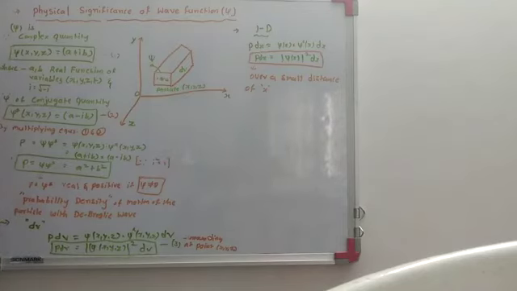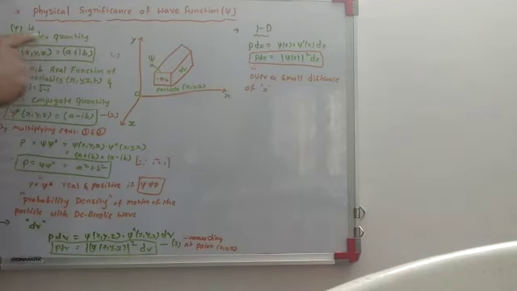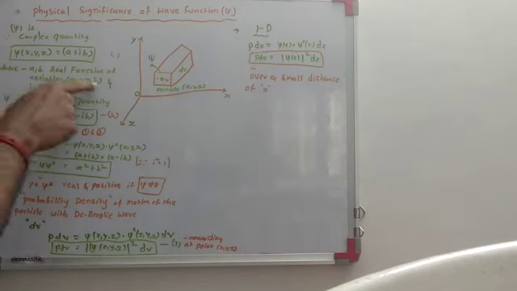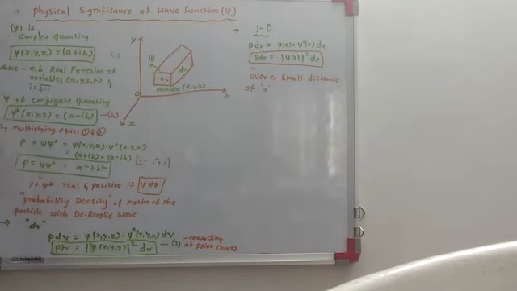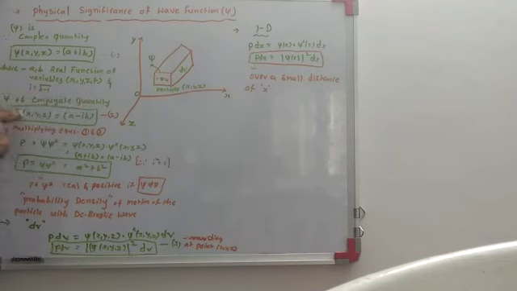Since psi is the wave function, it is a complex quantity. It may be written in complex form as psi of x, y, z equal to a plus ib. This is equation 1. In this equation, a, b are real functions of variables x, y, z, t and i equal to root of -1. Next, the wave function's conjugate quantity, psi star of x, y, z equal to a minus ib. This is equation 2.